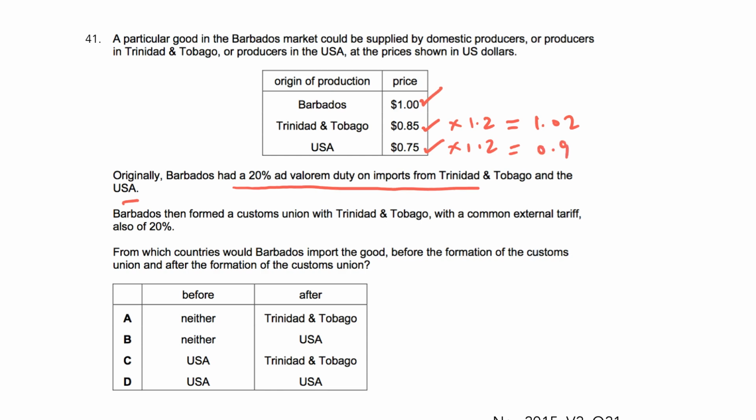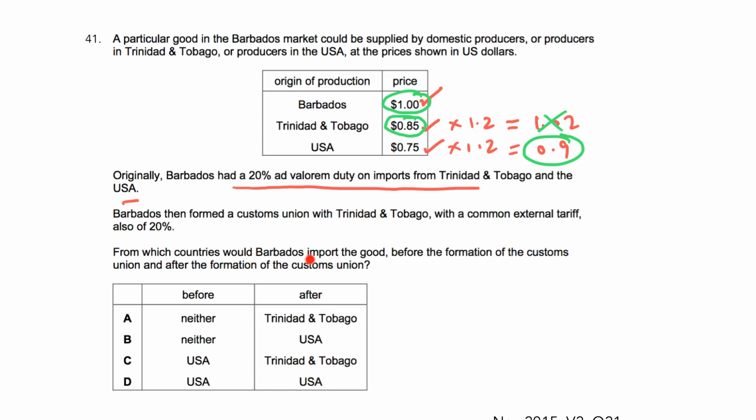And what about 0.75 times 1.2? 0.9. Now, when you look at this, which one is the cheapest after tariff? US. Which one is the most expensive? Trinidad. And then comes your domestic producers at only $1. Okay? Barbados then form a custom union with Trinidad, which means they remove this tariff on Trinidad. Now the price is 0.85 from Trinidad. Barbados itself sells for $1, and these guys are selling for 0.9.